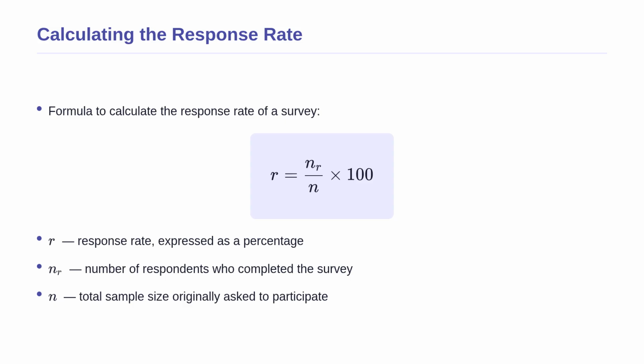The symbol N subscript R represents the number of respondents, which is the count of people who actually filled out the survey. The symbol N represents the total sample size, which is the total number of people who were originally asked to participate. By dividing the respondents by the total sample and multiplying by 100, we get our percentage. If R is less than 80, the survey is in danger.